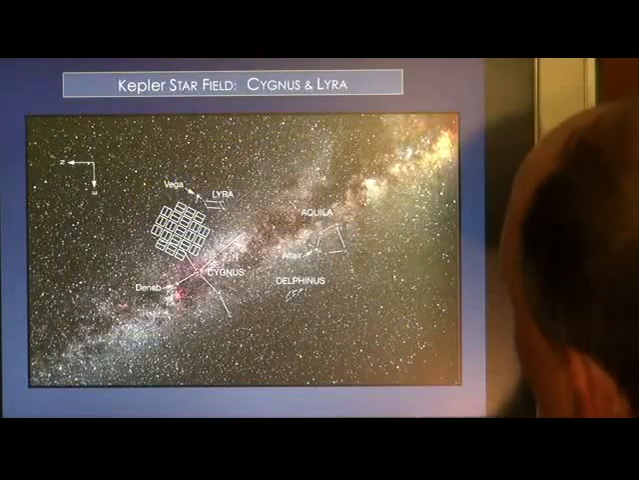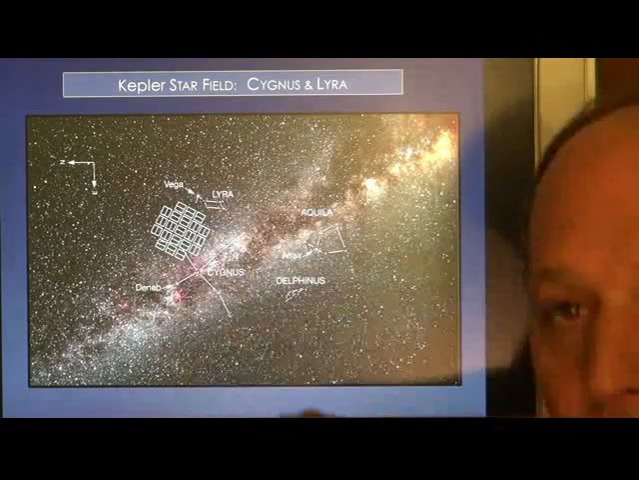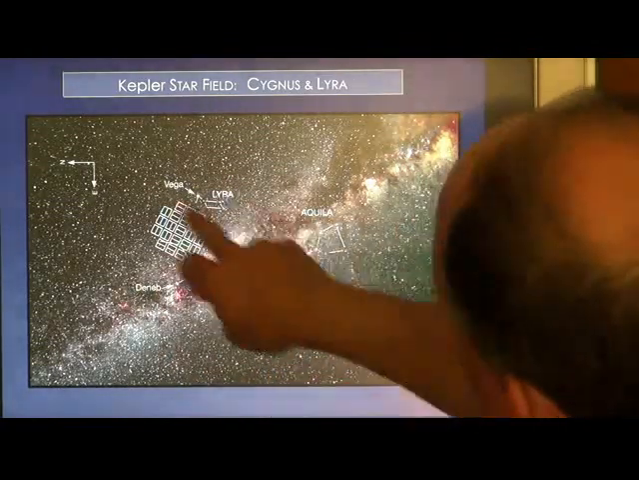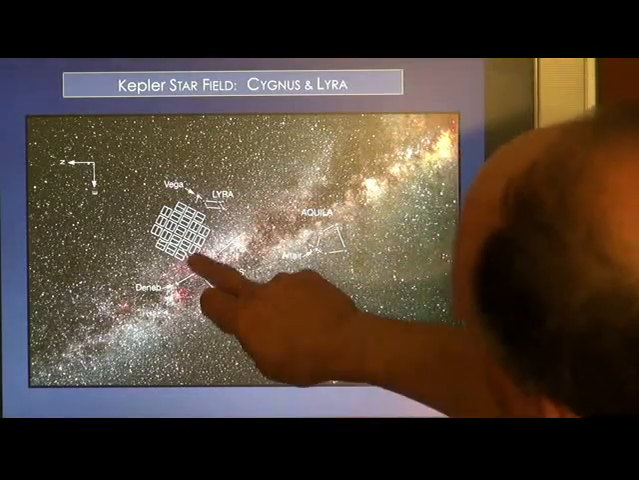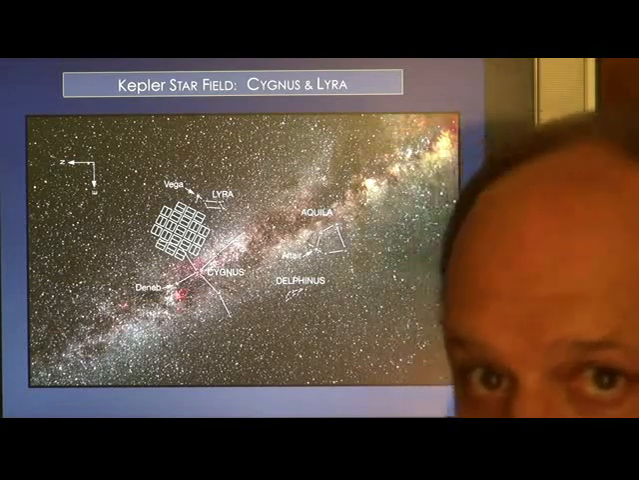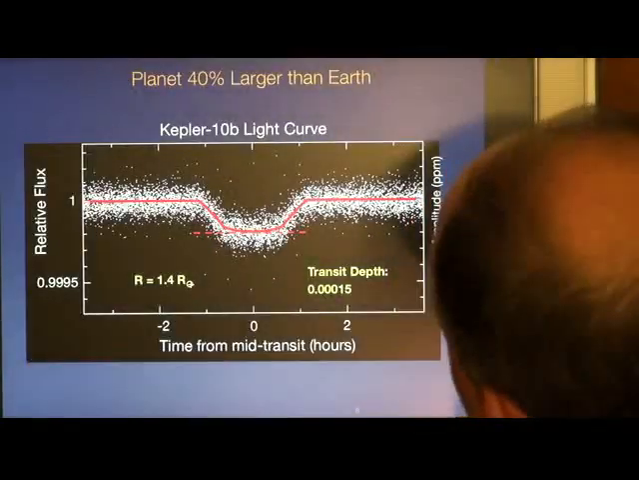Fantastic precision. We're looking at this part of the sky. Here's the constellation Cygnus that you might know. Here's the constellation Lyra, Aquila is over here. And here's the field of view of the Kepler telescope that's taking data even as we speak right now.